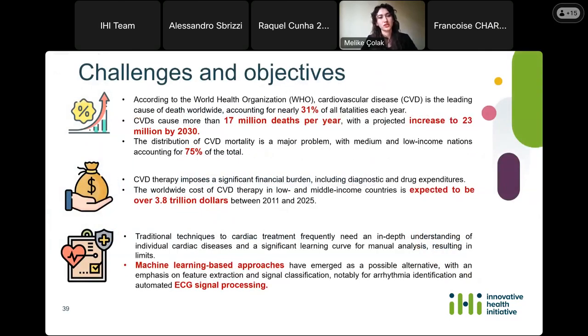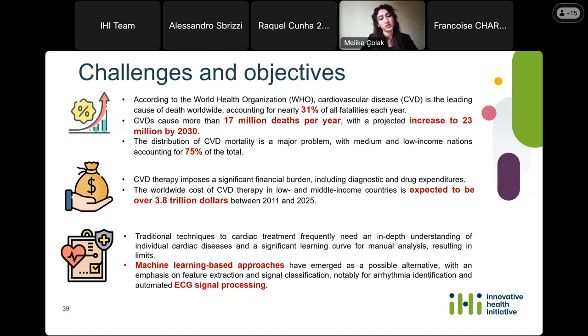To start with challenges and objectives, according to the World Health Organization, cardiovascular disease is the leading cause of death worldwide, accounting for nearly 31% of all fatalities each year, and CVDs cause more than 70 million deaths per year, with a projected increase to 23 million by 2030. And the distribution of CVD mortality is a major problem, with middle and low income countries accounting for 75% of the total.